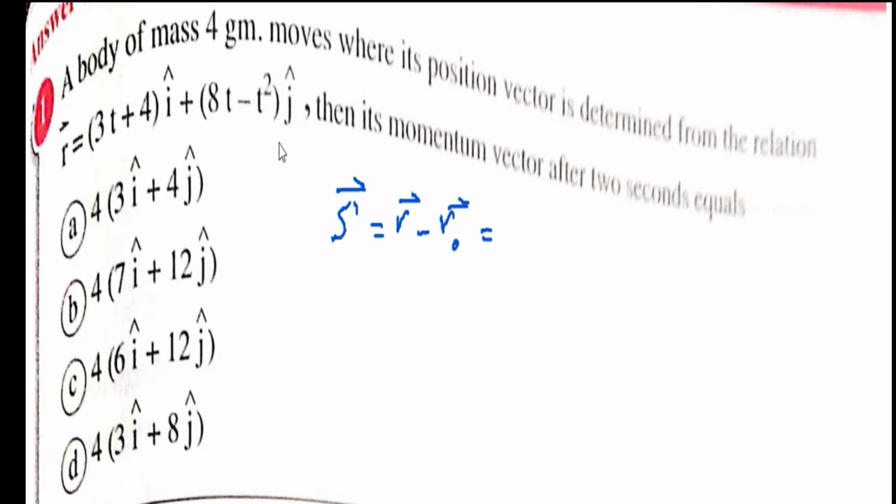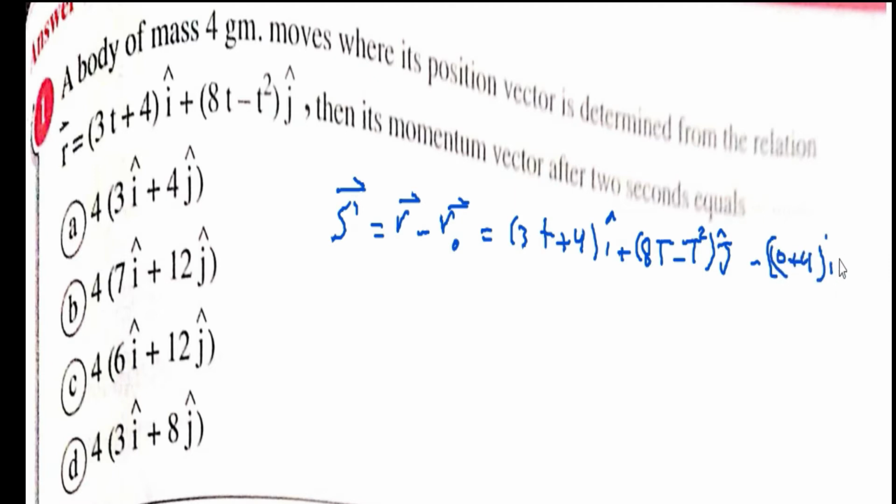R is the given vector: 3t plus 4 in the I direction, plus 8t minus t square in the J direction, minus the same R where t is 0, which gives 0 plus 4 in the direction I plus 0 minus 0 in the direction J. So the 4 will be cancelled with the 4 in the direction I. S equals 3t in the direction I plus 8t minus t square in the direction J.